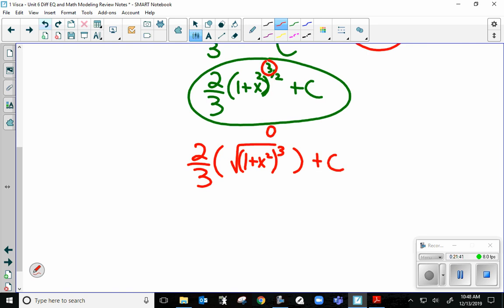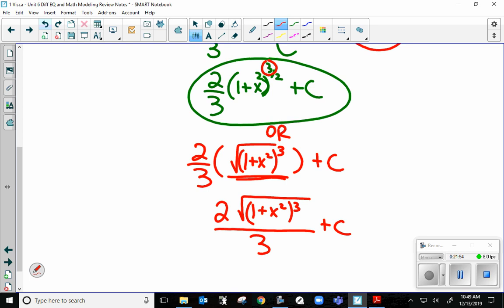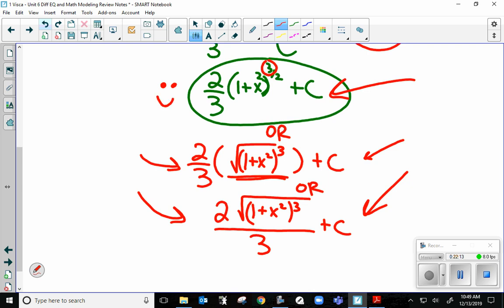Or they can put this in the numerator with the 2. They can say 2 times the square root of 1 plus x squared, all cubed, all over 3 plus c. You can do it like that as well. So if it's multiple choice, just know that if you come up with this and don't see it in the multiple choice listing, maybe it's written like this, maybe it's written like this. But if it's short answer, don't go crazy trying to simplify or change it if you already have the right answer. Good, we're doing good at the 22-minute mark.